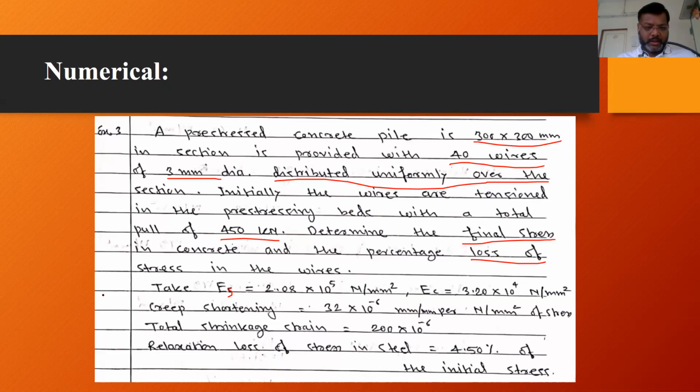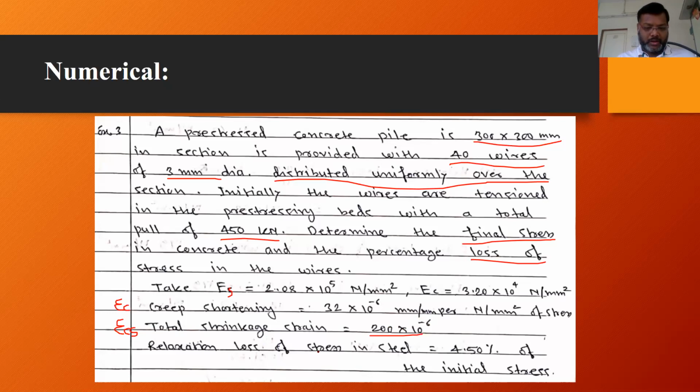So it means that they have given the value of epsilon C directly, which is the creep strain. Then the total shrinkage strain they have given as 200 into 10 raised to minus 6. So total shrinkage strain means they have given the value of epsilon CS. Epsilon CS is equal to 200 into 10 raised to minus 6. Shrinkage strain they have given.